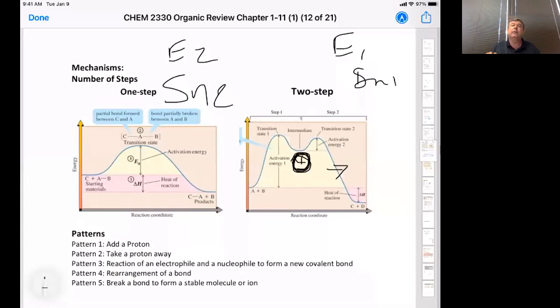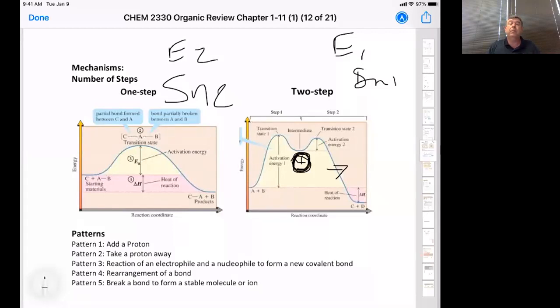And then we learned that there's only a few things that can happen at any step in a mechanism. You're looking for 5 things, okay? Number 1, add a proton. If you have a negative charge or you have a lone pair, add a proton. If you already have a positive charge, you can take away a proton and make a neutral again. Or you can react an electrophile and a nucleophile, or Lewis acid, Lewis base. Same thing. An electrophile is a Lewis acid, a nucleophile is a Lewis base. So that can form a new covalent bond.